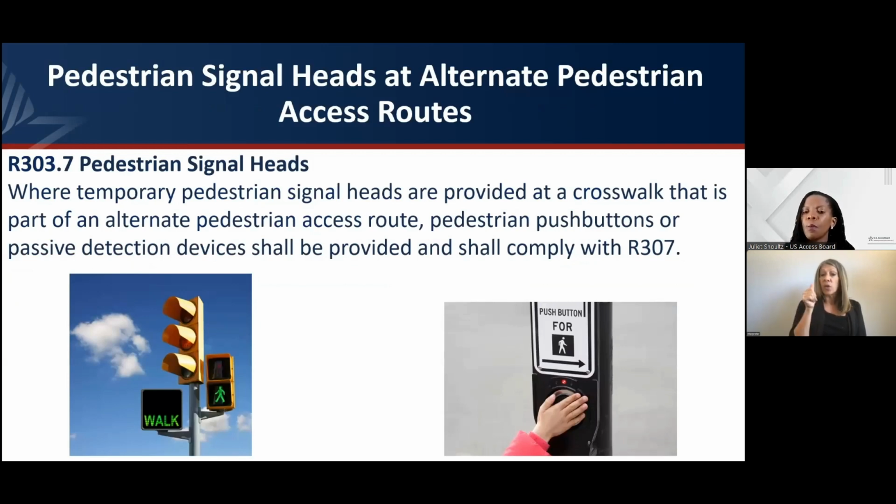Pedestrian push buttons or passive detection devices are required to be accessible even when used in temporary pedestrian signals on alternate pedestrian access routes. And that is explained in provision R303.7, pedestrian signal heads. Where temporary pedestrian signal heads are provided at a crosswalk that is part of an alternate pedestrian access route, pedestrian push buttons or passive detection devices shall be provided and comply with R307. And R307 gives you your technical requirements.